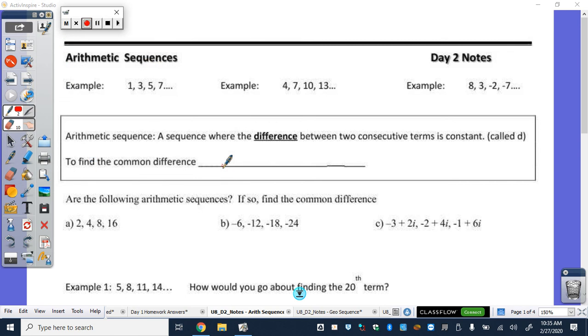All right, so starting off with our arithmetic sequences, I got 3 examples there. I got 1, 3, 5, 7; 4, 7, 10, 13; 8, 3, negative 2, negative 7. Those are 3 examples of an arithmetic sequence.